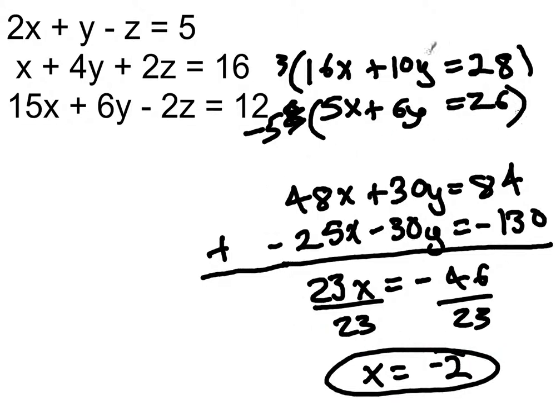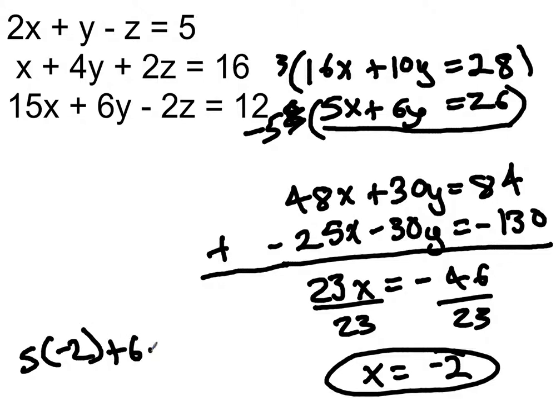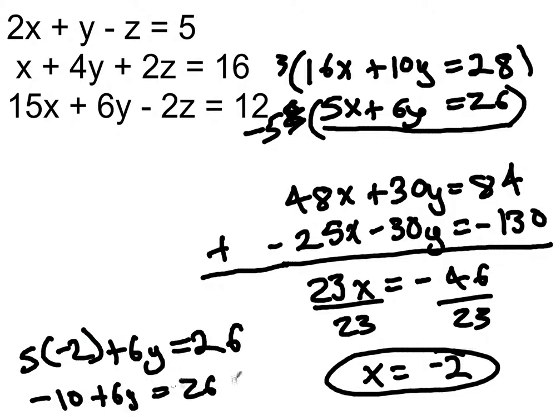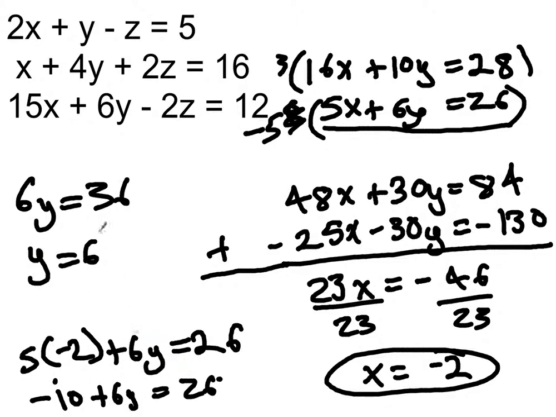Now I'm going to plug it back into one of these equations to figure out y. I'm going to go ahead and pick this one because the coefficients are smaller. So 5 times x plus 6 times y is equal to 26, and I've substituted in the value for x. Negative 10 plus 6y equals 26. So that's the same thing as saying 6y is equal to 36 if I add 10 to both sides, and that means y is equal to 6. So now I've got my x and my y values.